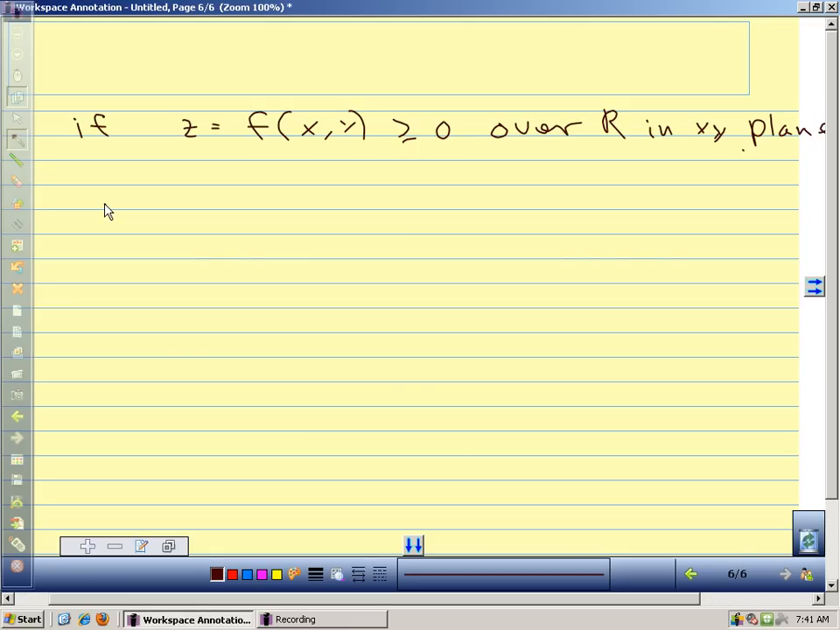Mm-hmm. Can the surface area of the function be less than the area of the region? Yes. Anne says yes. Do you have an example, Anne? No? You just wanted to be different? The surface area of the function can't be less than the area of the region. It has to be greater than or equal to. All right, homework.